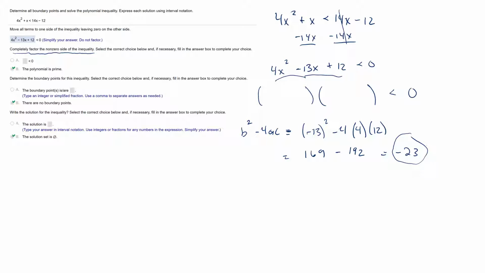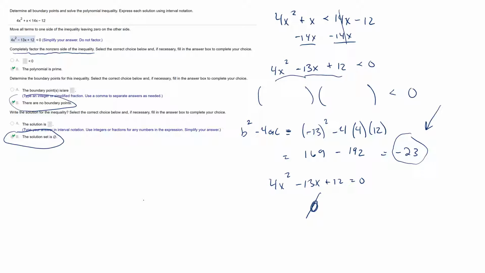And so there are no boundary points. Since the discriminant is negative, the equation 4x squared minus 13x plus 12 equals 0 has no real solutions. So there's no boundary points, and the solution set is the empty set, that there's no solution. And so we see that they've selected no solution. The solution set is the empty set and no boundary points.